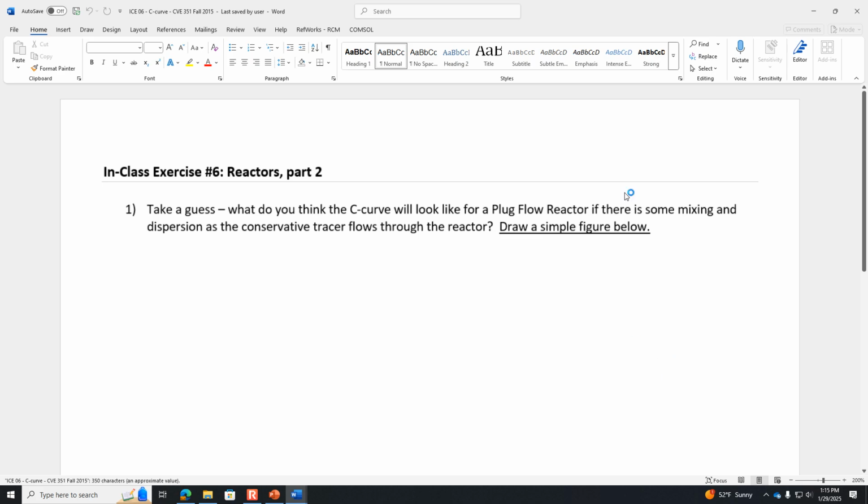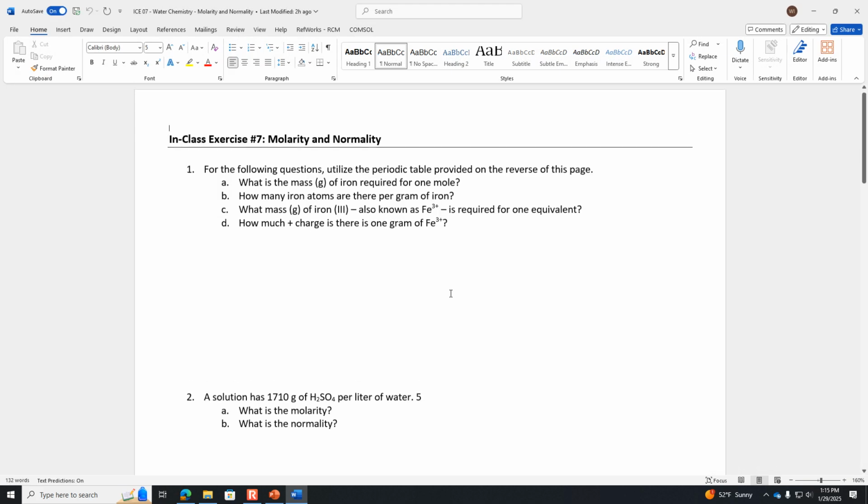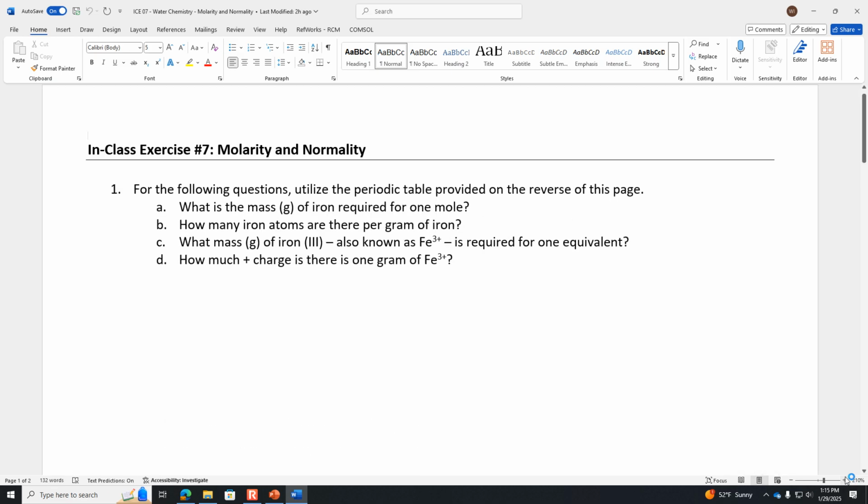All right, that's not it. That was reactors. This is it. All right, we're going to do this first question here. Let me give you the paper. The periodic table's on the back side of the paper.